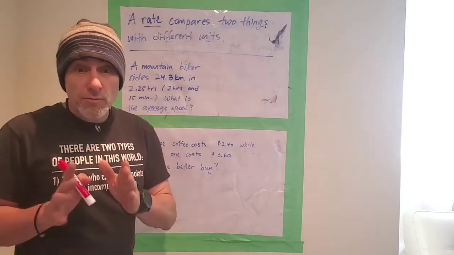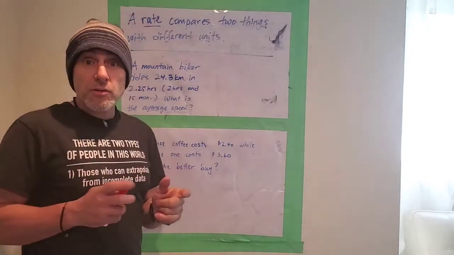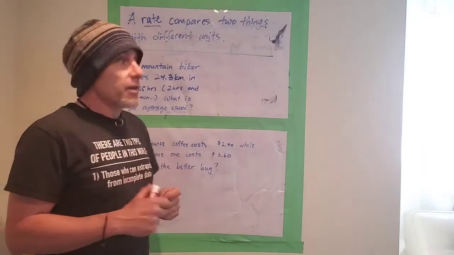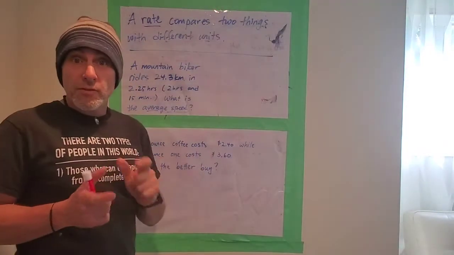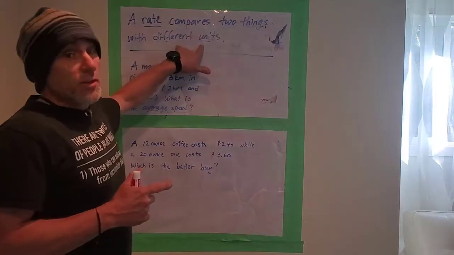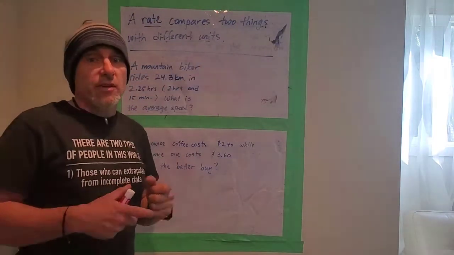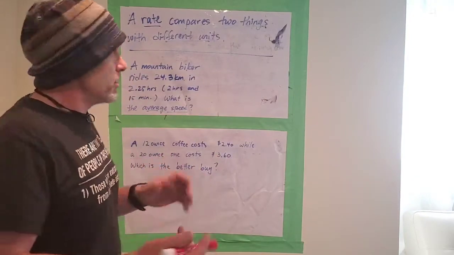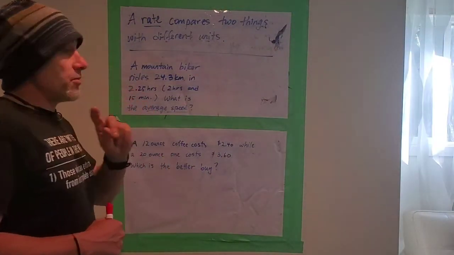Last week we talked about ratios, and a ratio gives us a comparison of two different things. Well, a rate is kind of similar. It gives us a comparison of two different things that have different units. By units, I mean things like hours or kilometers or meters or dollars. So it compares two things with different units.